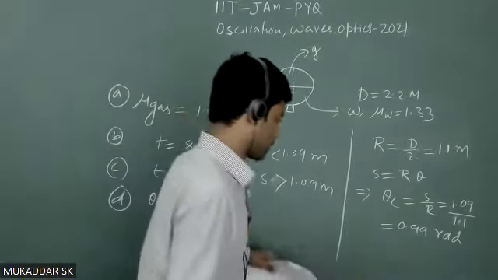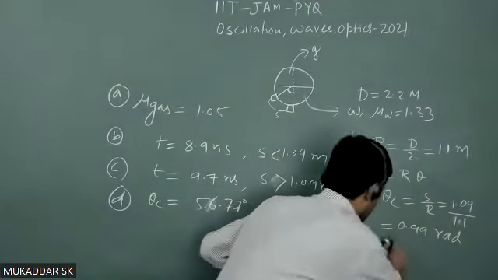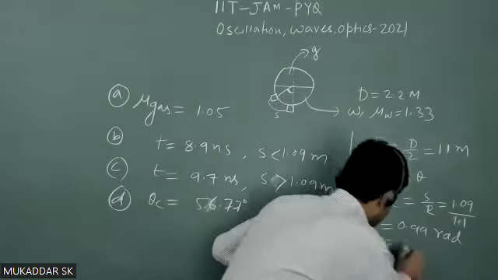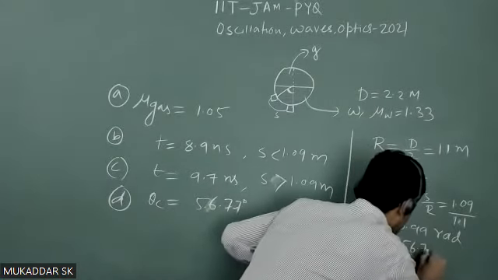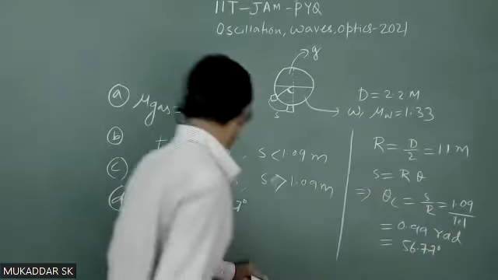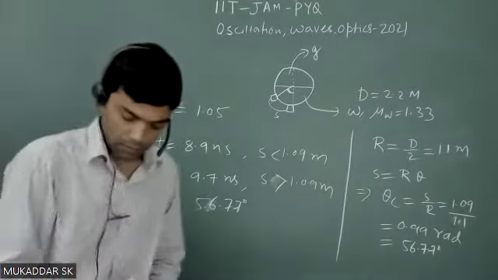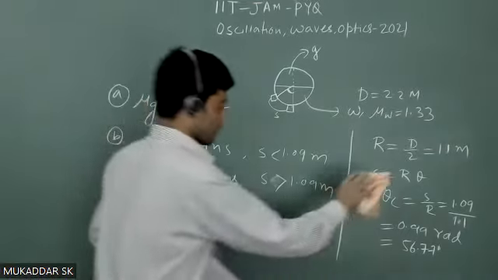So if you multiply this value by 180 by pi, basically how much will you get? You will basically get 56.77 degrees. So it means this D option is correct. Okay. Now let us check more options.